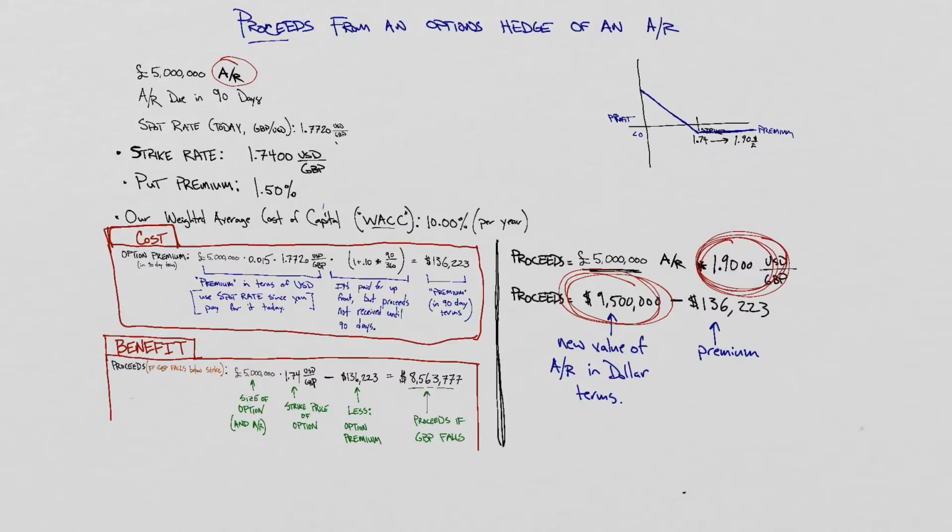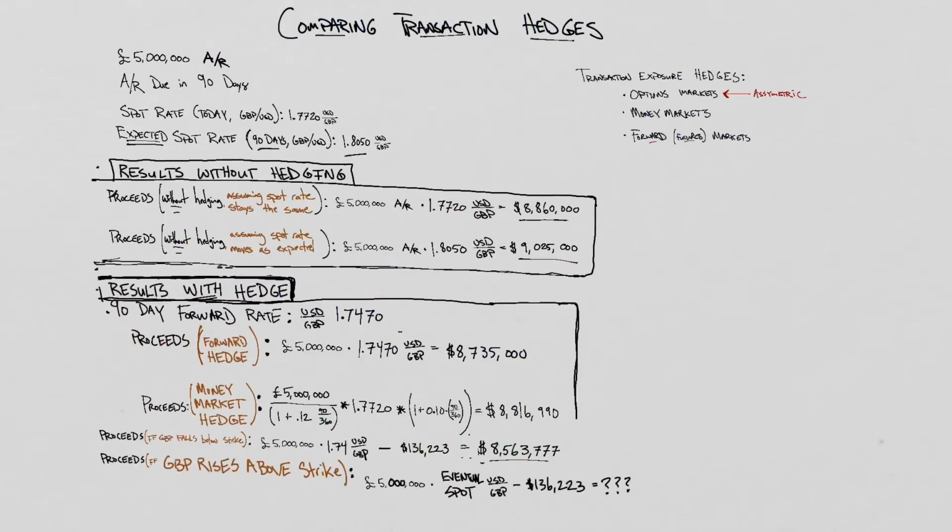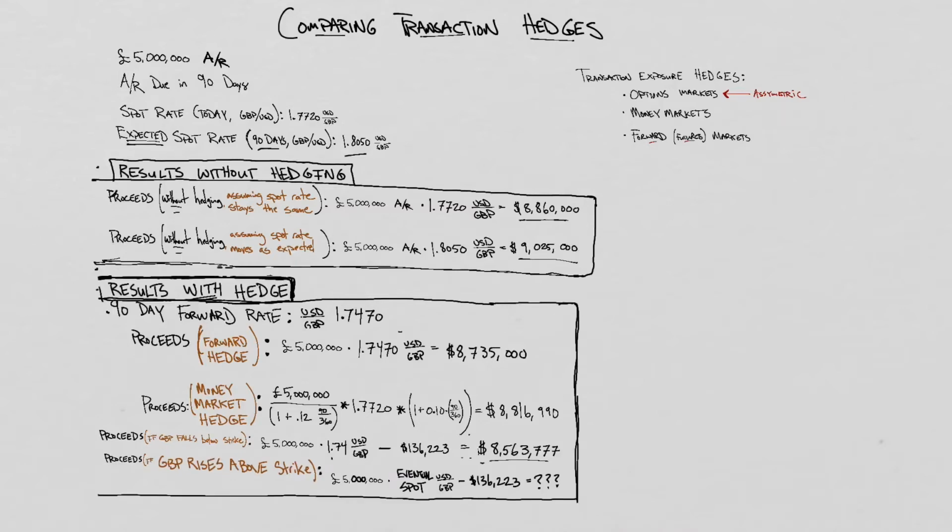So if we're adding this back to our final tab of potential proceeds, if the British pound rises to some value above the strike, then we're just going to get whatever that increased value is in dollar terms, and we'll just be out that option premium. But that amount is unknown until we finally get paid. All right. So with that caveat about options, we can now compare our proceeds from different hedging strategies.